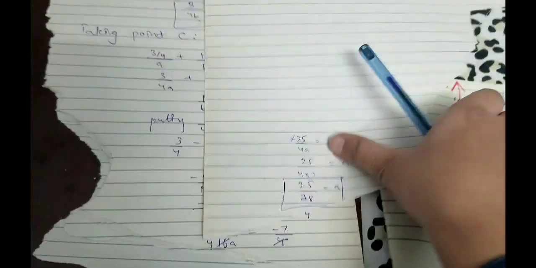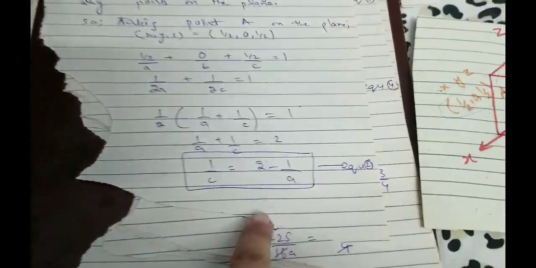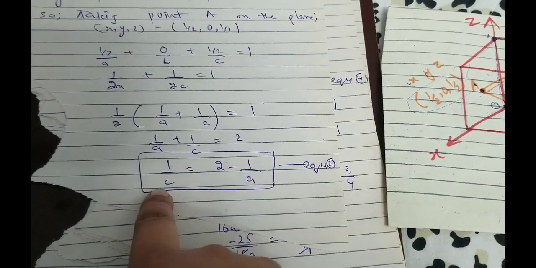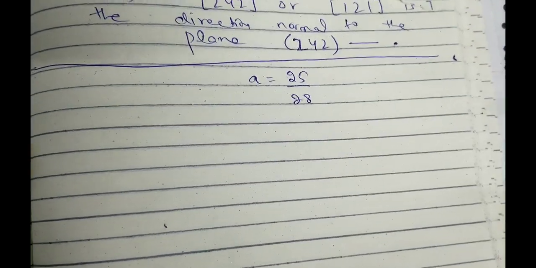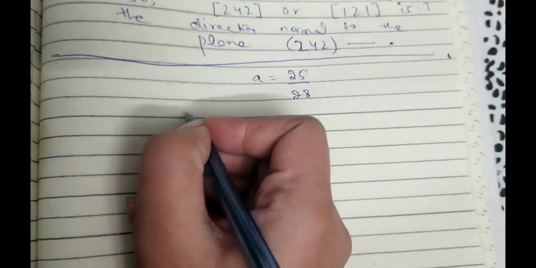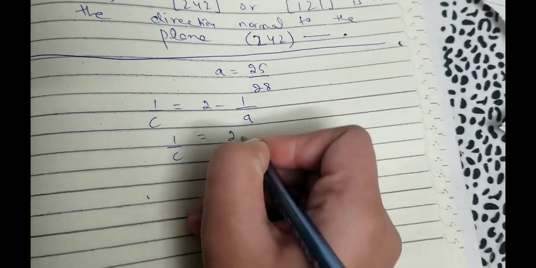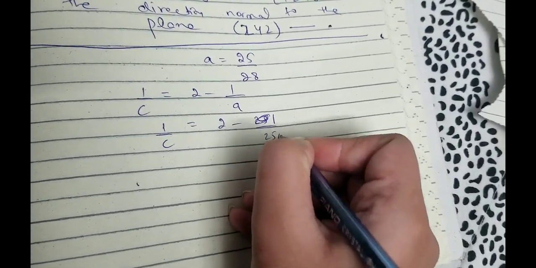Now we need to find out b and c, which are the y and z intercepts, and they are simply found by putting the value of a into equation number 2. Here is equation number 2. Here we'll put the value of a and we'll get c from this equation. So 25 by 28 is the value of a, and 1 over c is equal to 2 minus 1 over a.